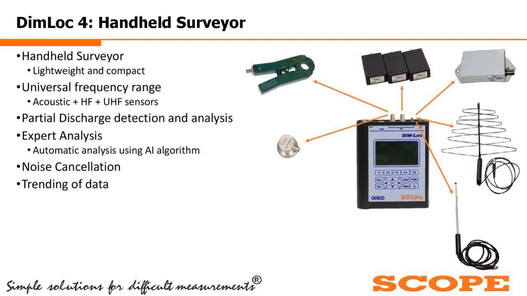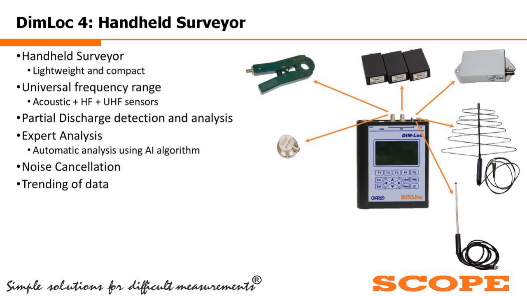Then coming to the DIMLOG 4, which is called a handheld surveyor kind of product. It is a truly all-in-one product. If you are looking for a single partial discharge kit which can cover all the assets of your substation, we can do it with this product, because this product has 3 channels as shown over here. However, these 3 channels are working on 3 different frequency bands. One is working on the acoustic, the second one is working on the HF, and the third one is on the ultra high frequency.